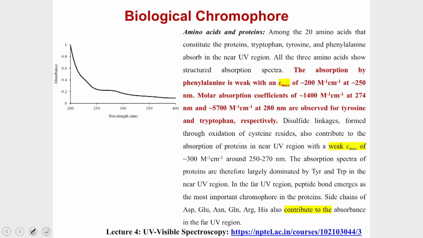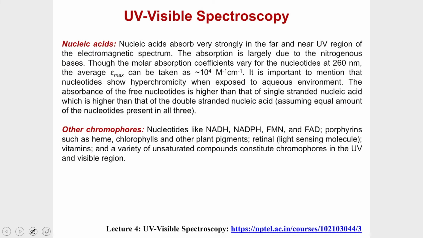Apart from the protein, you can have the nucleic acids. Nucleic acid also absorbs very strongly in the far and near UV range of the electromagnetic spectrum. The absorption is largely due to the bases, right. It has adenine, guanine and all those kinds of nitrogenous bases. Those bases absorb very strongly in the UV range. The molar absorption coefficient varies for the nucleotides at 260 nanometer; the average epsilon max can be taken as 10 to the power 4.